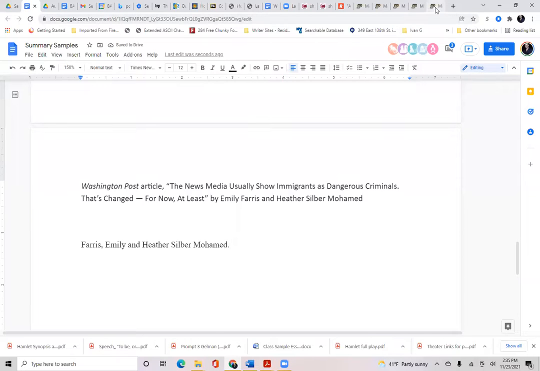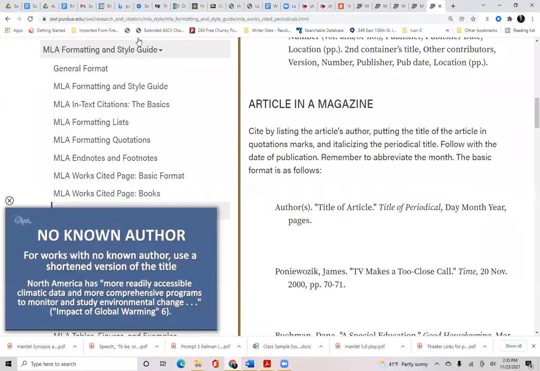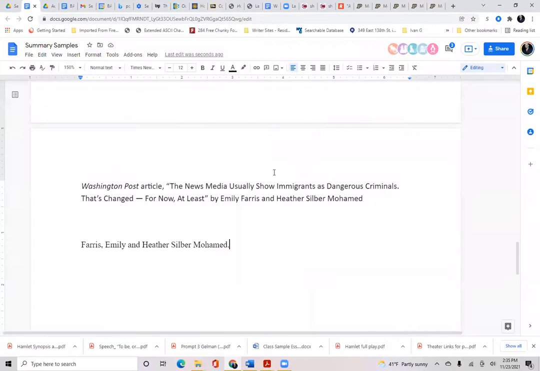I only know that because it shows me this here. It shows me authors and it tells me period, right? And then it says quotations, title of the article, and the title of the periodical in italics. So I'm going to go back here. The title of the article is here and it's already in quotes.